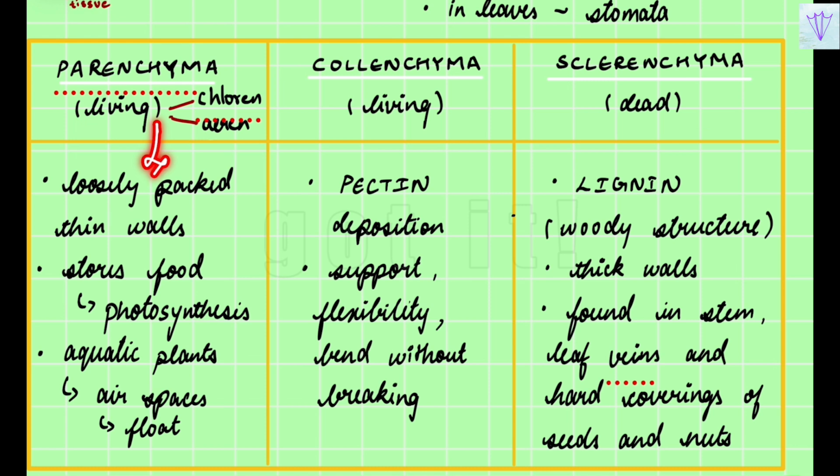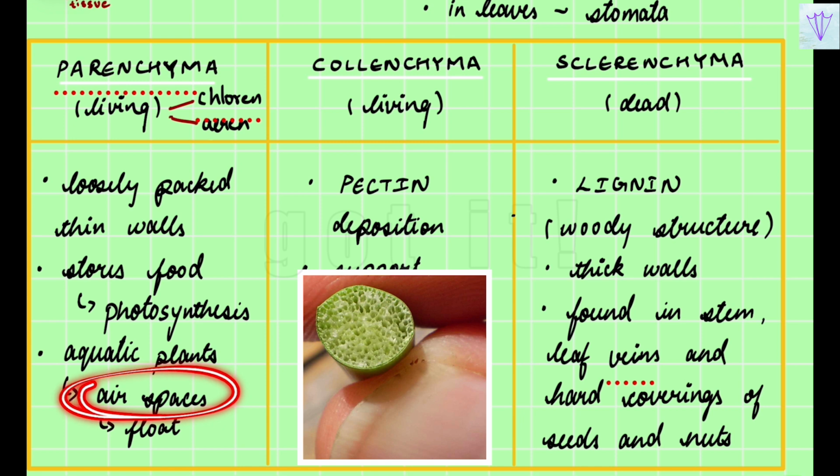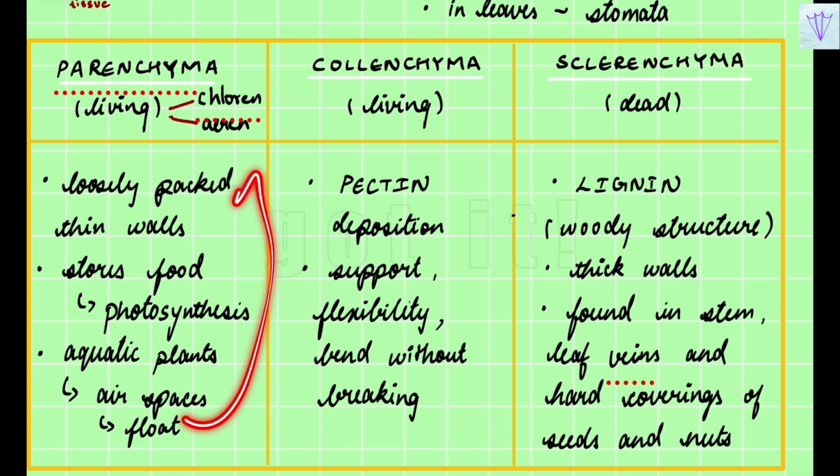So the parenchyma cells are loosely packed with thin walls, and the parenchyma which stores food and is involved in photosynthesis is called chlorenchyma, while that which is present in aquatic plants, which provides air spaces so that the plant is able to float, is called the aerenchyma.